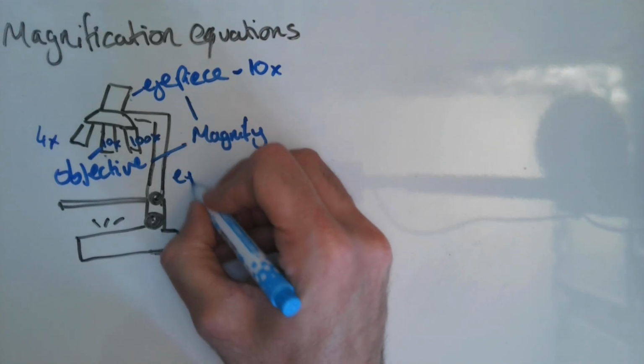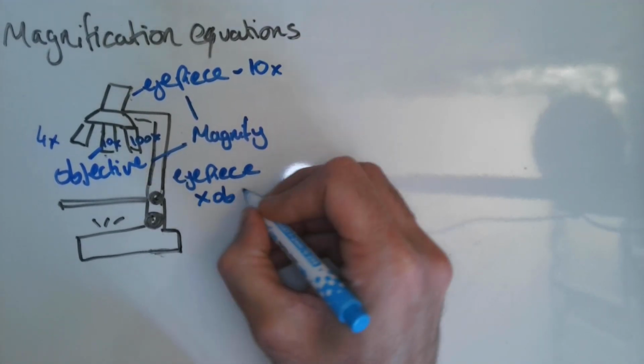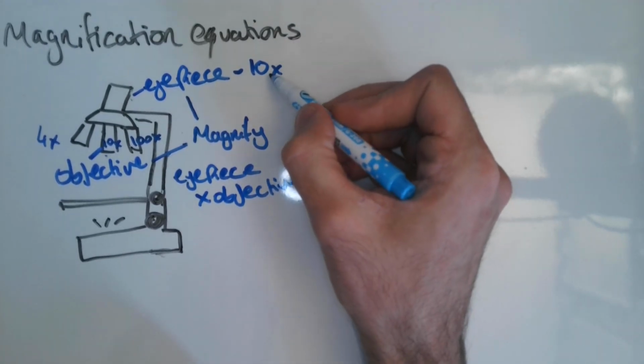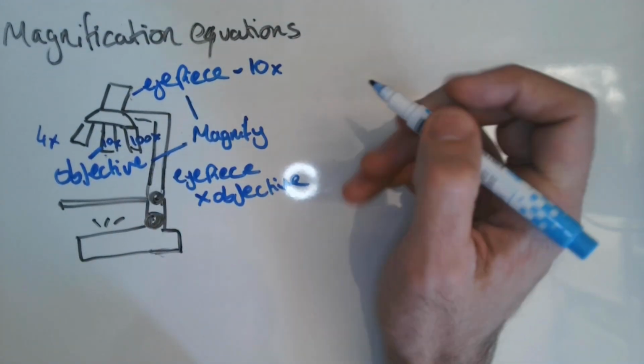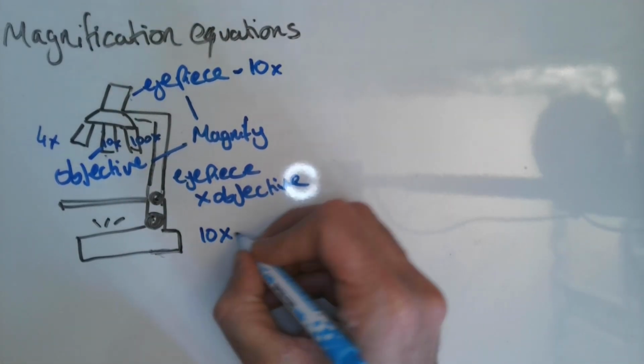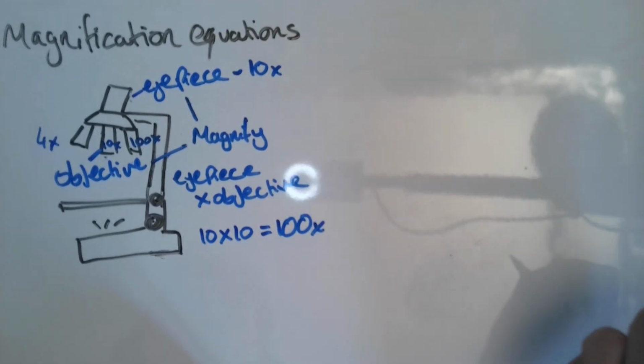All you're going to do is take your eyepiece lens and multiply it by the objective lens. So for example, if we're on a times 10 eyepiece and a times 10 objective lens, that's going to give us a magnification of 10 times 10, which gives us an overall magnification of 100.